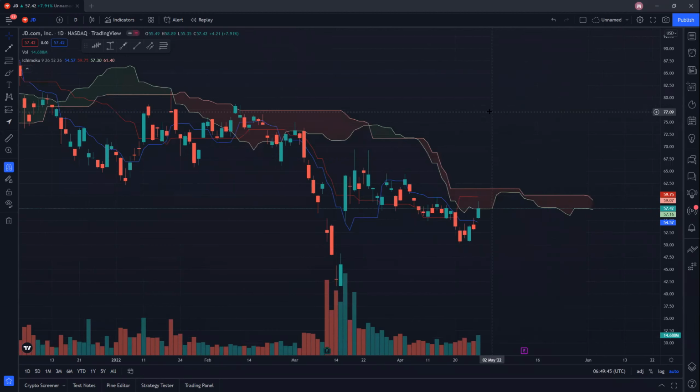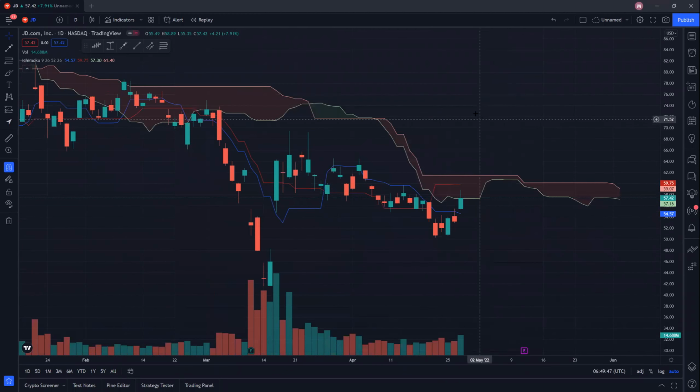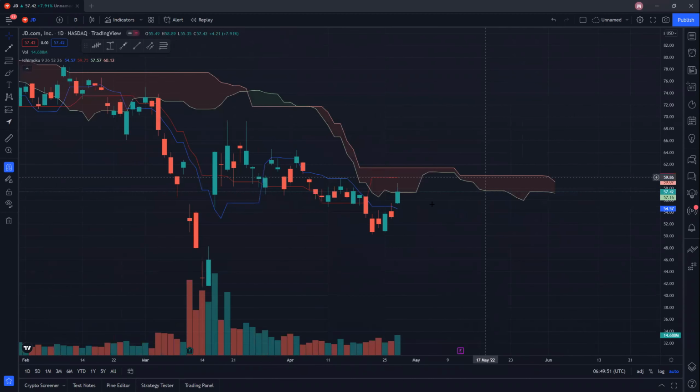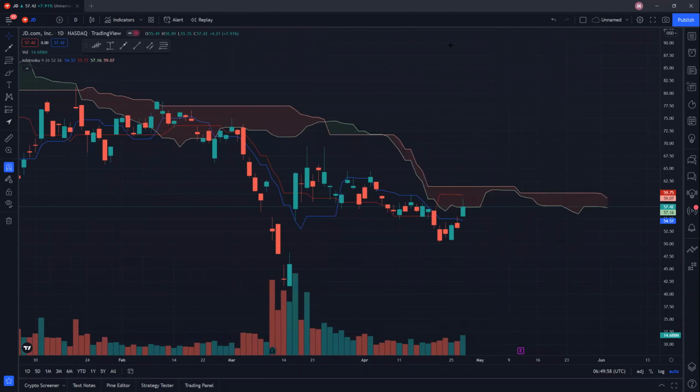Without further ado, let's take a look at JD. So JD was up around 8% yesterday from a low of around 55 and hit a high of around 59. So you can see that there may be a potential rebound coming for JD.